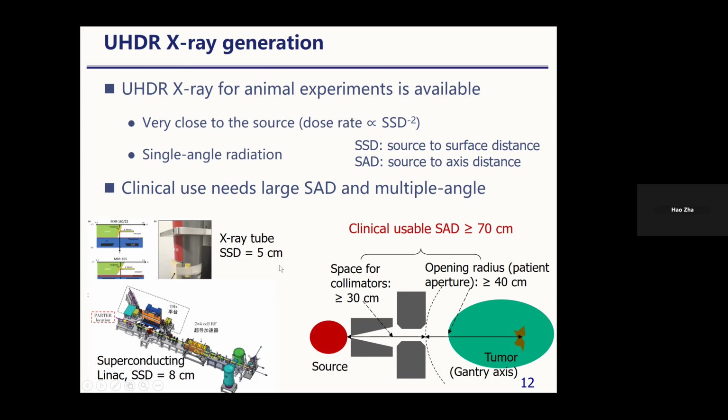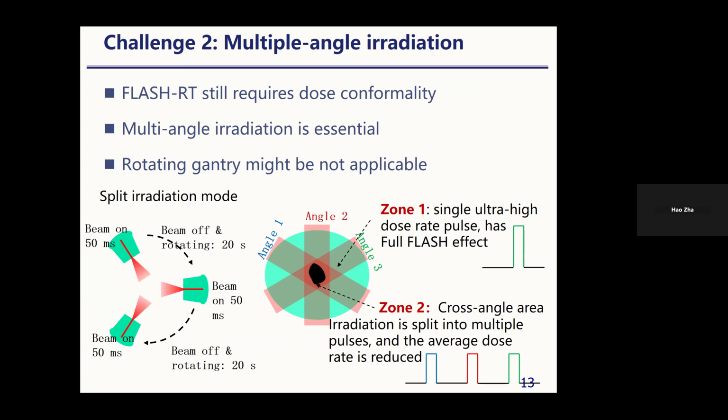And we also have a second challenge. It is the multiple angle irradiation. Because even if we go to flash radiotherapy, it is almost not possible with only one angle irradiation. For example, for X-rays, most IMRT treatment plans need 5 or 7 or 9 angles. So if we use the conventional rotating gantry, it cannot rotate that fast.